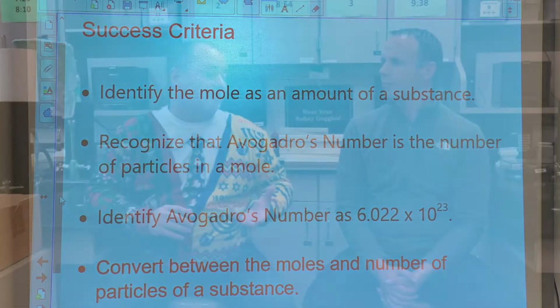Then maybe the next lesson is going to be taking the mole and relating it to the masses on the periodic table, which would be the success criteria. And then taking the mole and relating it to the volume of a gas. So we use the same learning target, but the way I focus on is getting that success criteria.